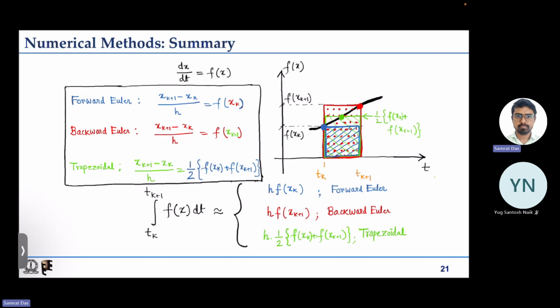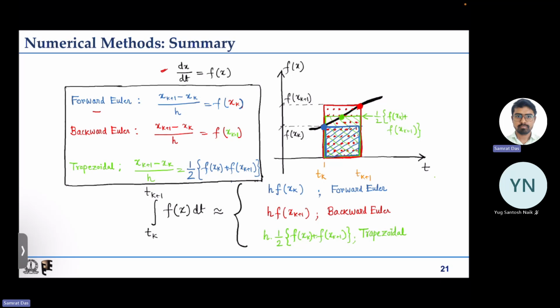If in any system we have a differential equation, dx/dt equal to f(x), then this equation will be approximated or expressed in difference equation format, using some numerical method, which are nothing but numerical integration methods.